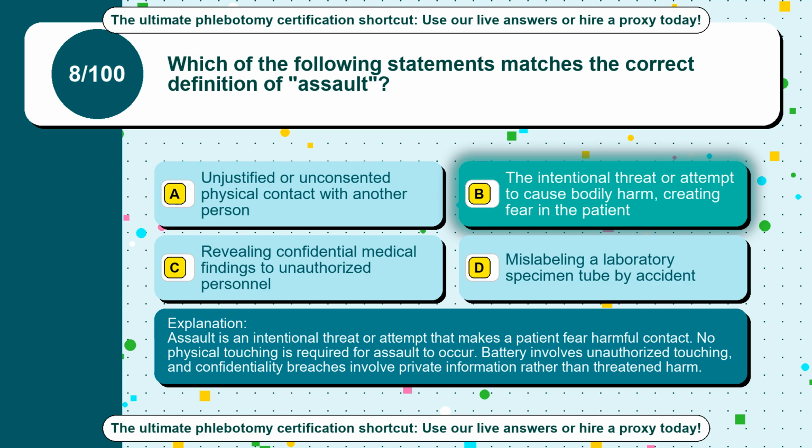No physical touching is required for assault to occur. Battery involves unauthorized touching, and confidentiality breaches involve private information rather than threatened harm.